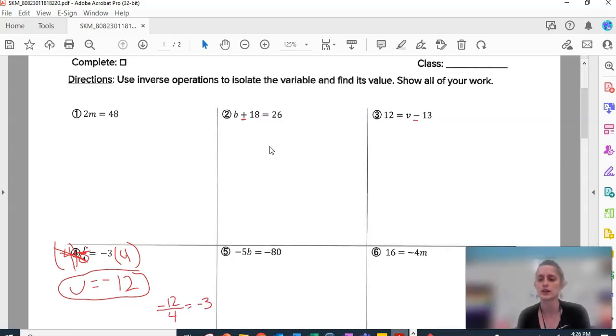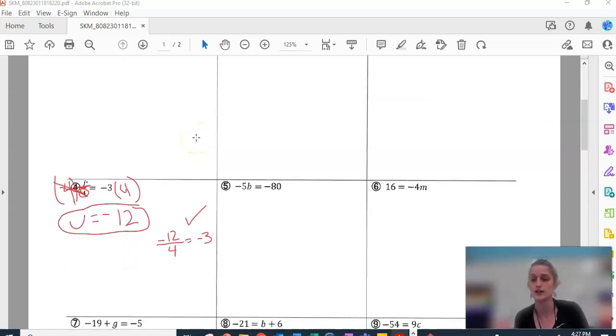Hey, if I have 12 negatives and I divide them into 4 groups, is that 3 negatives in each group? Yes, it is. Okay, then my solution is correct. So for each of these problems, I expect to see your work, not just a solution. That is not enough work.